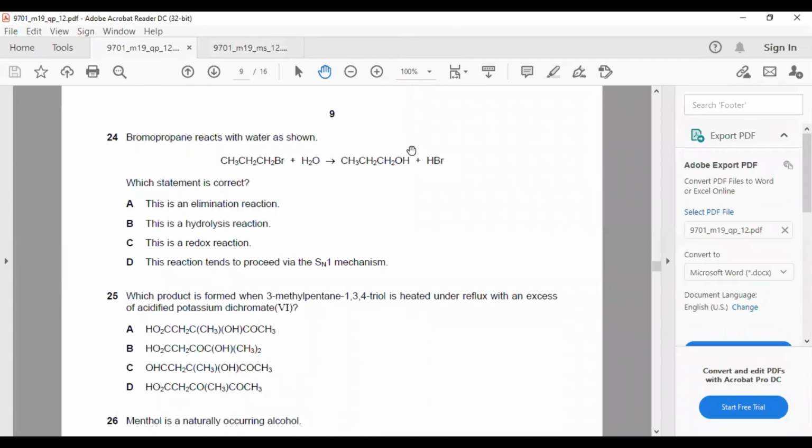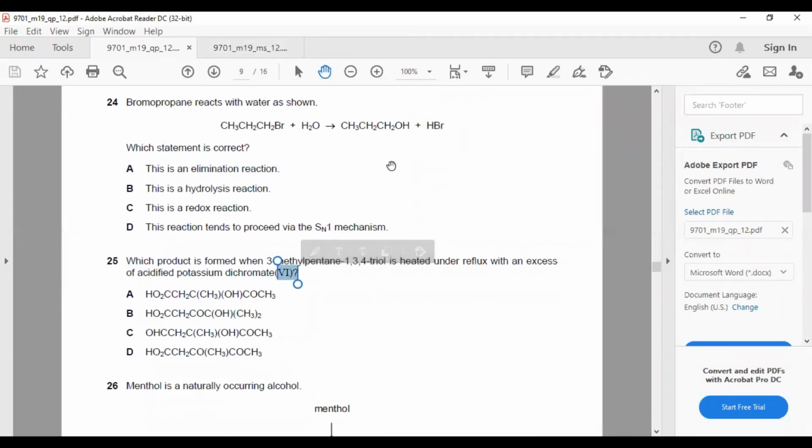24. Which statement is correct? Halogenoalkane substitution is nucleophilic substitution, but there is no SN option. Then the second one is hydrolysis. We call it hydrolysis when the carbon halogen bond is substituted by a carbon OH bond. We also call it hydrolysis. See, water is being added by breaking of the HOH bond. Water is added by breaking of the bond. It's hydrolysis, straight, easier.